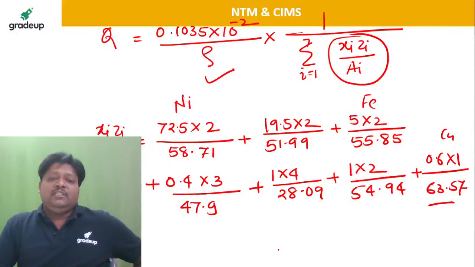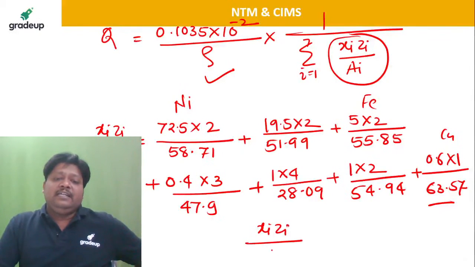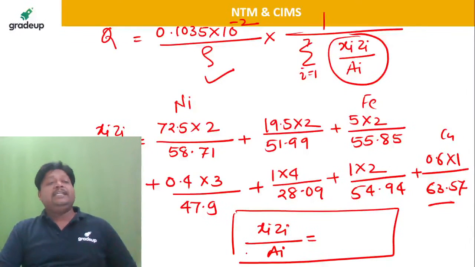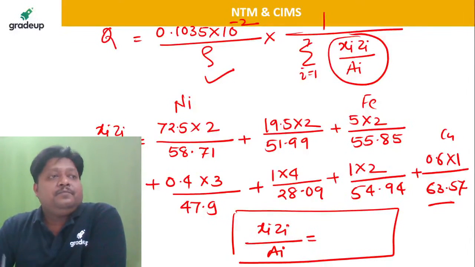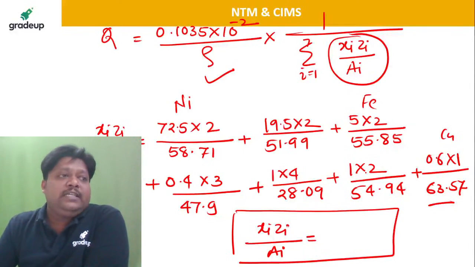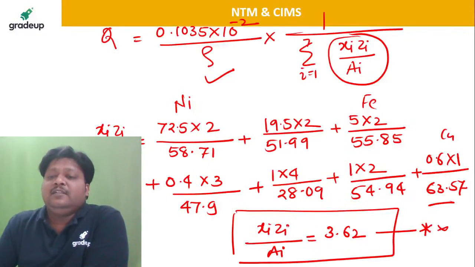Tell me what is the value of this xi zi divided by ai. How much are you getting here? Let me know what value you are getting there. Calculate very fast and tell me the value. 3.62. Right. 3.62, that is correct.